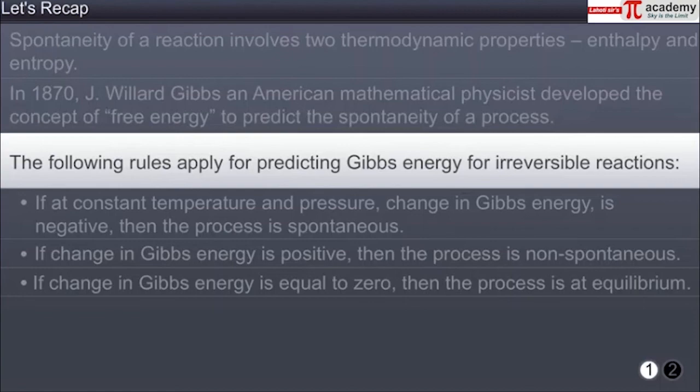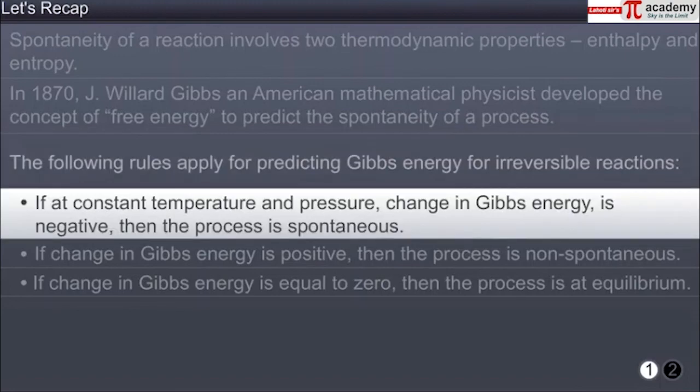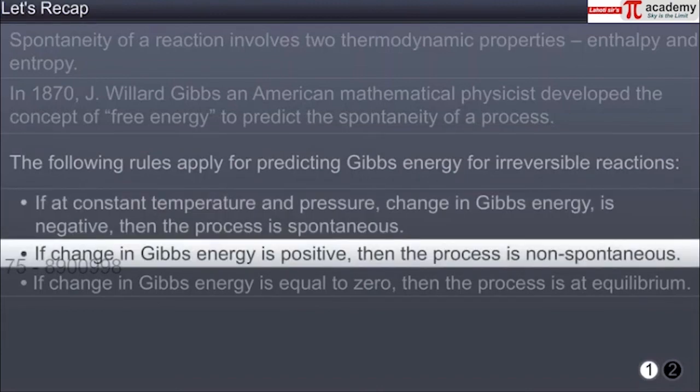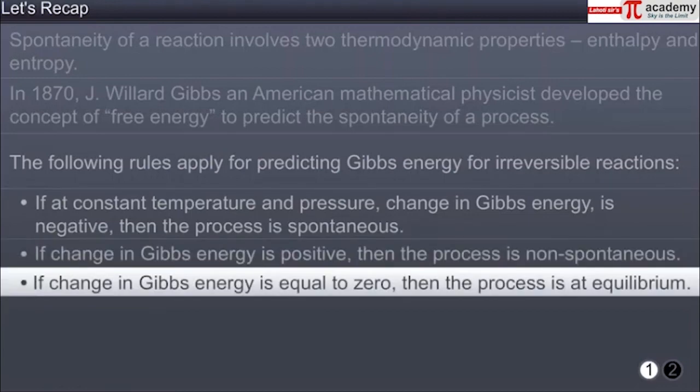The following rules apply for predicting Gibbs energy for irreversible reactions. If at constant temperature and pressure, change in Gibbs energy is negative, then the process is spontaneous. If change in Gibbs energy is positive, then the process is non-spontaneous. If change in Gibbs energy is equal to 0, then the process is at equilibrium.